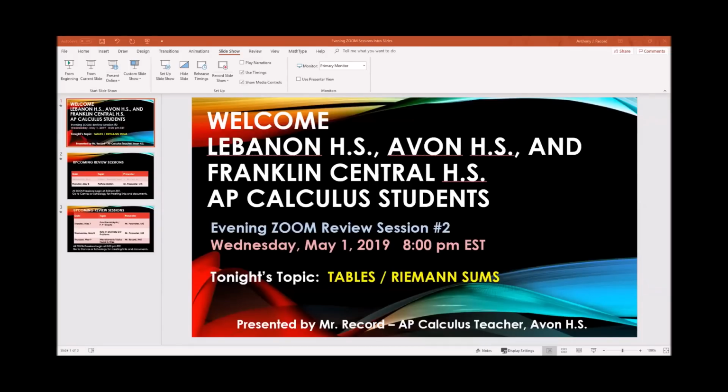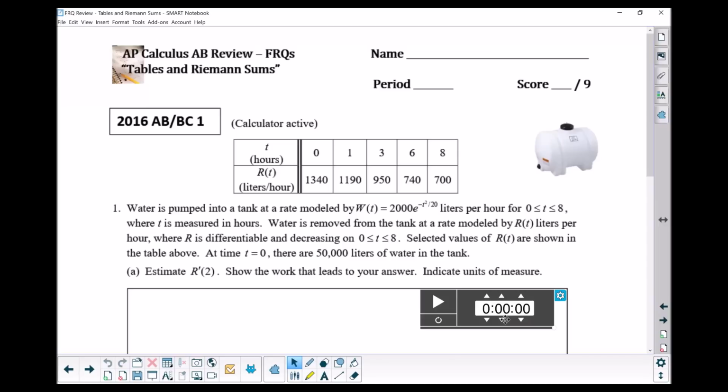All right, officially welcome to our session 2 evening review session, where tonight's topic is going to be dealing with tables and Riemann sums. And as I was telling the participants before we started to record here, we are going to be focusing on two problems in particular from two recent AP exams, the first of which is this 2016 storage tank problem. So without further ado, let's go ahead and read through this.